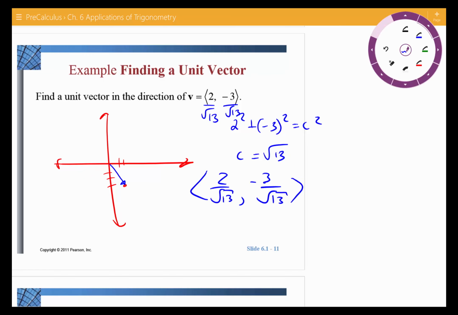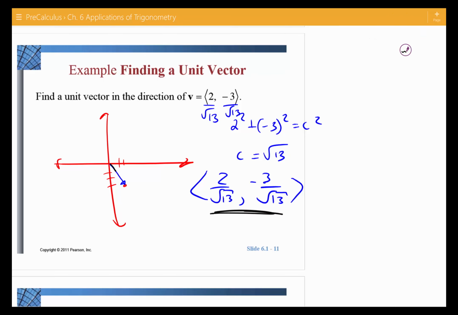So if we were to actually graph this vector right here, it'd be this vector right there. Really small, goes in the exact same direction. Here are the x and y components, but it is a unit vector. So if you do the Pythagorean theorem on these x and y coordinates for this little black triangle right there, you'd find out the hypotenuse was 1.